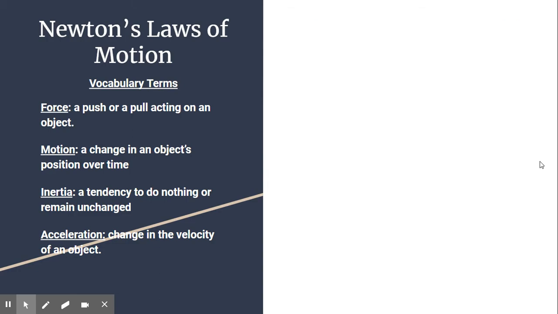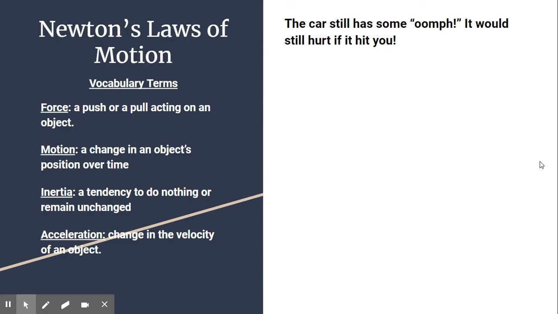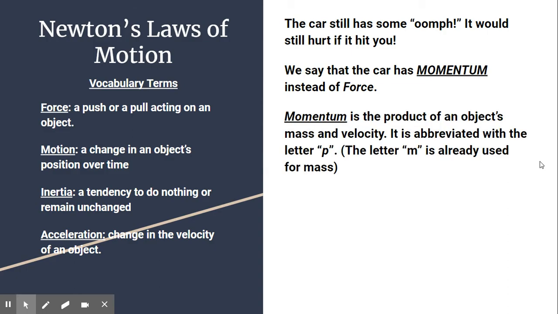But the car has some force. It has something you might think of as a little oomph. If you got hit by that car, it'd still sting a little bit. We call that the car's momentum. Momentum is the product of its mass and velocity. Velocity is speed and direction. It's a very similar equation to force, but momentum is P equals mv. I don't know why they chose the letter P, but I do know that the letter M, of course, was already used for mass.